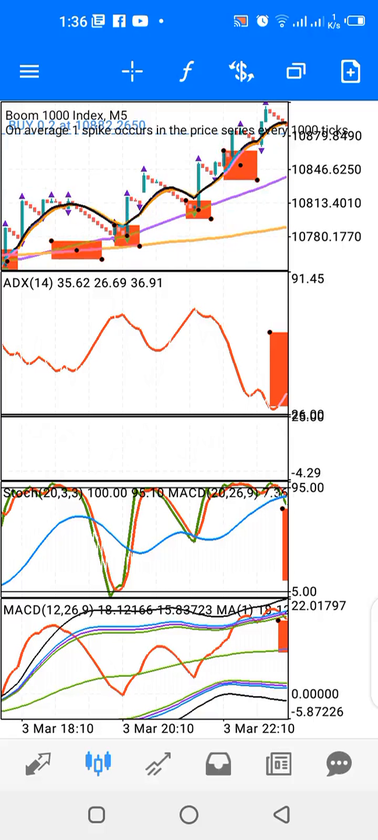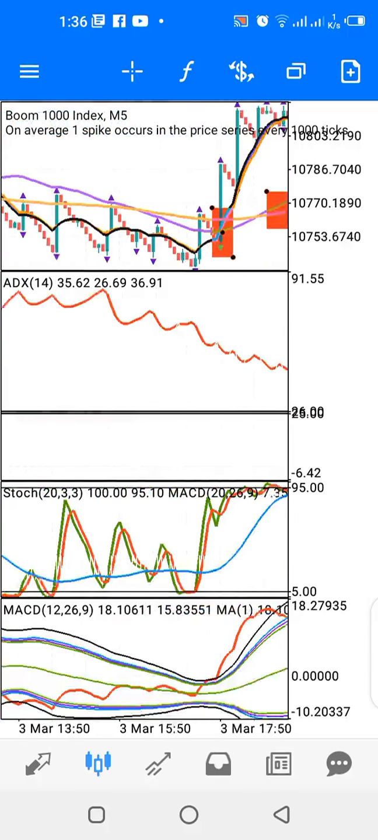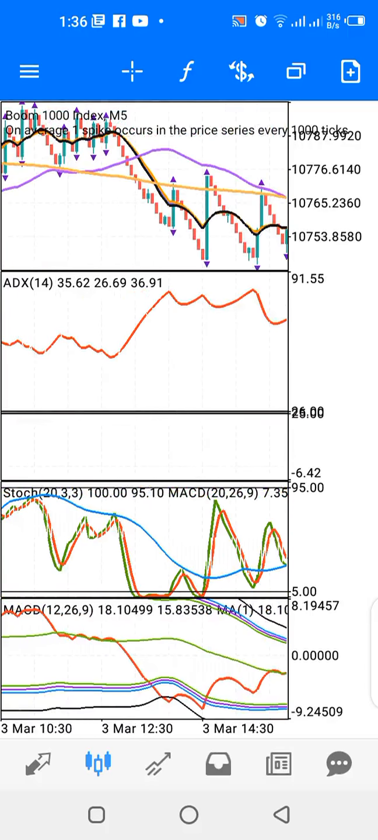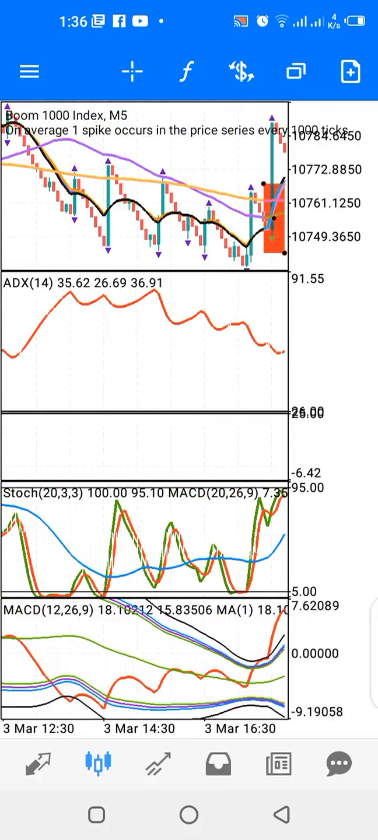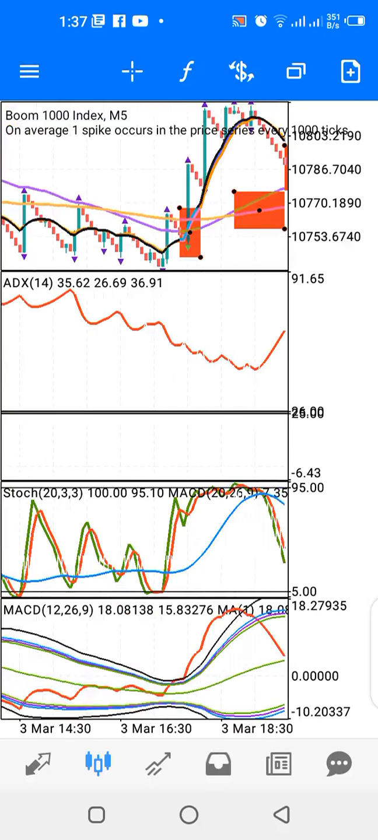So in as much as I have a test and spike, test, spike, I can confidently enter a buy trade. Same thing goes for a sell trade. When we have price crossing down, I can sell. But it's not advisable to sell Boom 1000 because a spike can drag you into loss. Because you cannot afford to have a losing trade when you are trading against the spike. So it's better to trade in line with the spike.